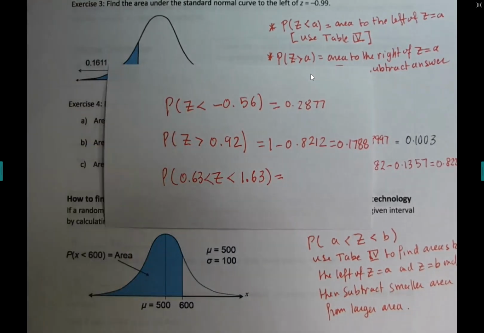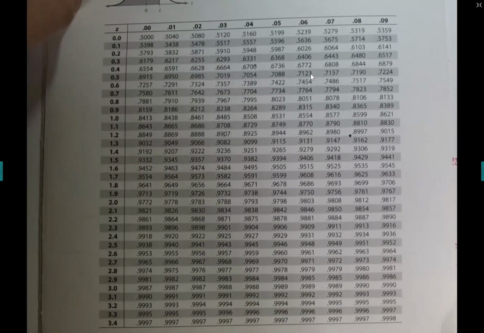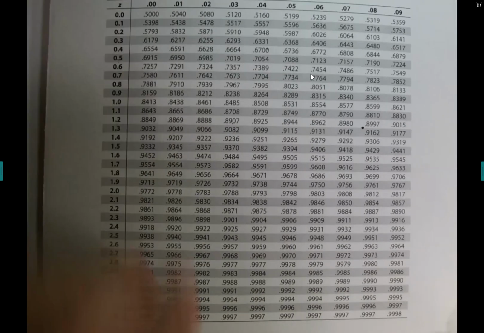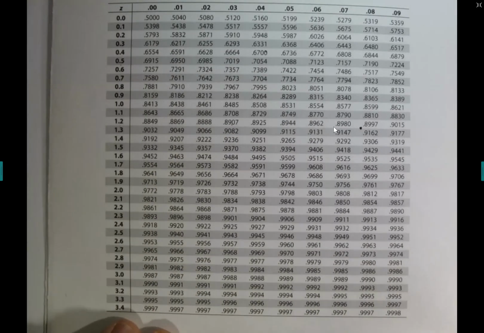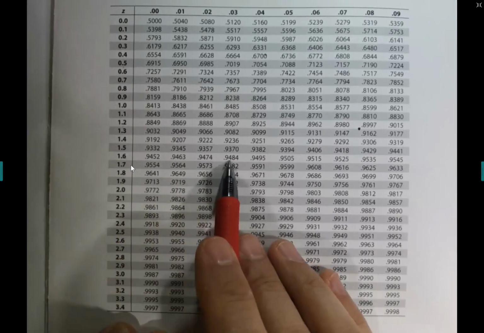Area between Z equal 0.63 and 1.63. So what we said, guys, you find the area to the left of the one number, the area to the left of the second number, and subtract the areas. As simple as that. So let's do the 1.63 first. 1.63, 0.9484. Okay, let me write it down.